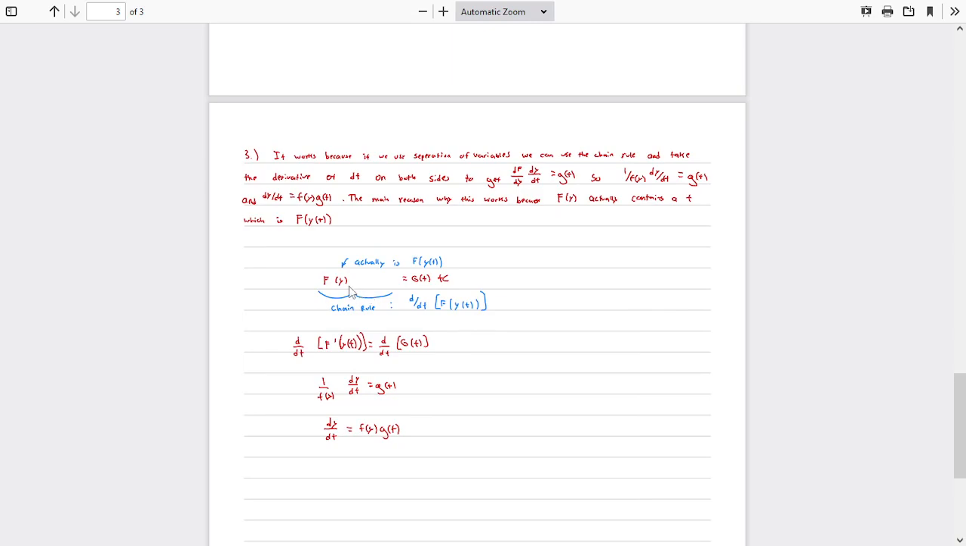And just to summarize it up, it works because big F of y contains a t in it, so F of y of t right here. And this is why the function of y equals a function of time, g of t plus c.